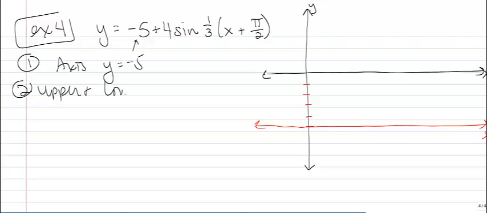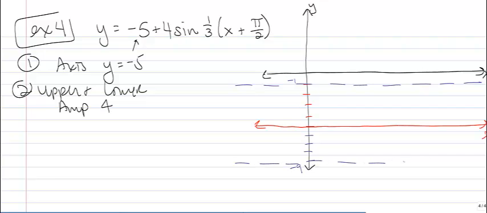All right, next point is to find the upper and lower. So upper and lower, you're going to look at the amplitude, which is 4. So you're going to go 4 above and 4 below. So we have, let's pick purple. Up 1, 2, 3, 4 brings us to -1. Draw in your dotted line. And then down 1, 2, 3, 4 puts us at -9. And draw in your lower bounds. All right, so the purple is the upper and lower.